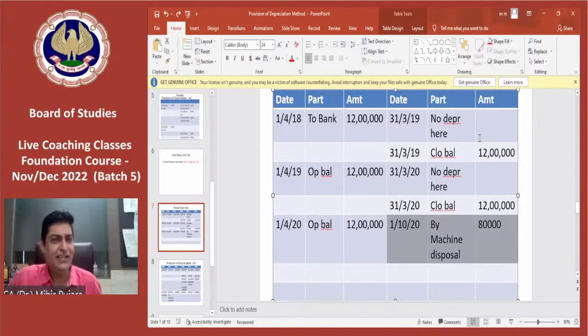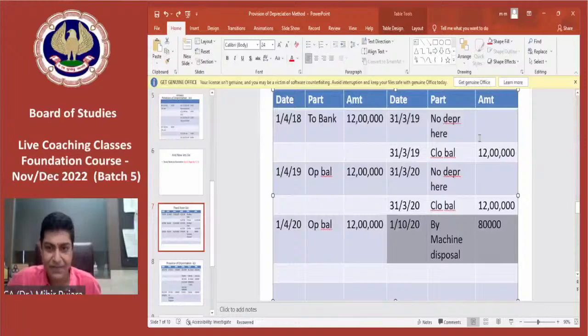Machine disposal is a new account that we are preparing. So sale of asset will be transferred to machine disposal. Don't worry, it's a small account prepared to find out profit and loss. I will cover it. Okay. Now friend, so 80,000 original cost is reversed in the asset account.